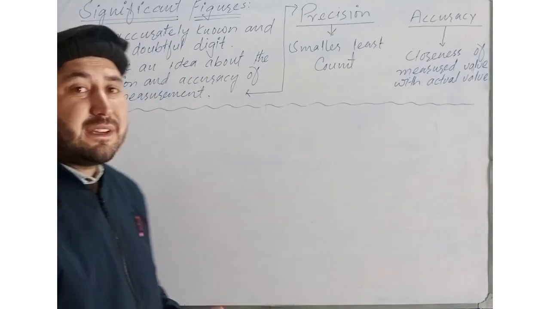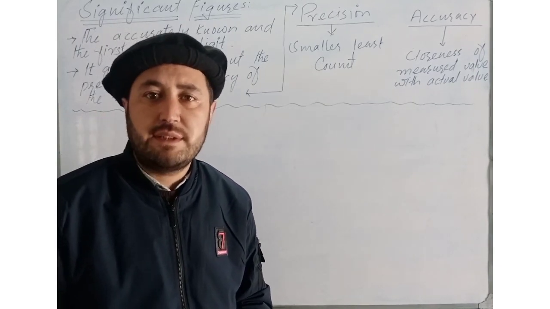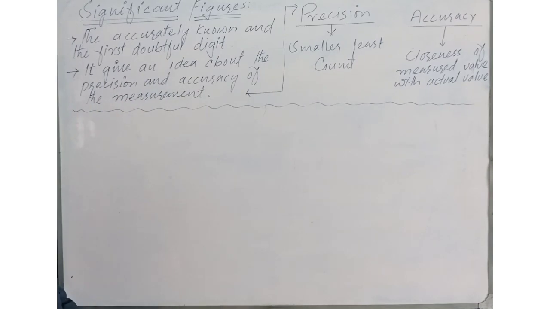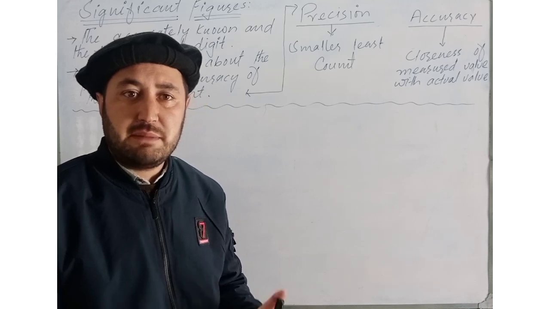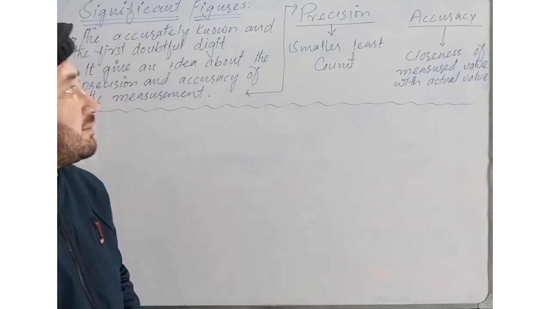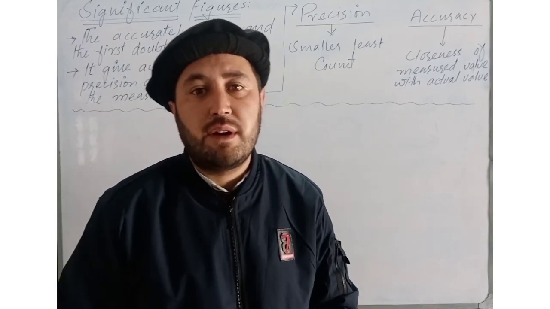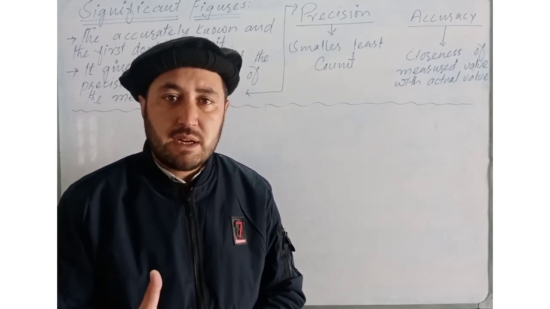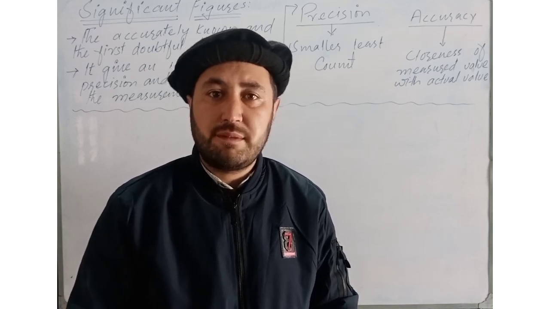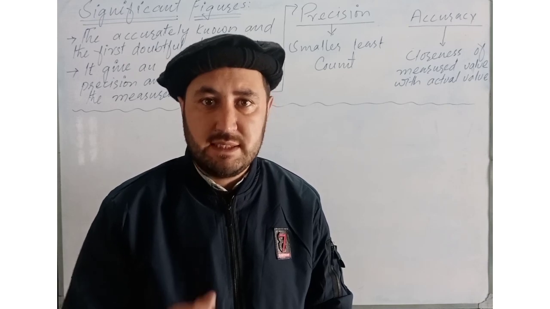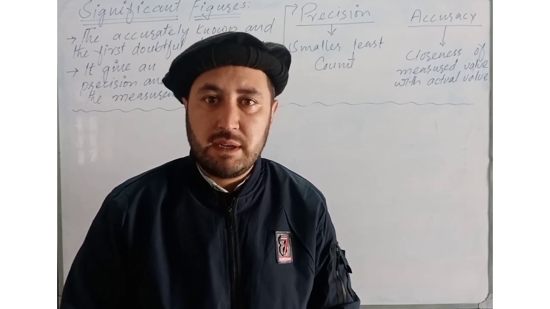Okay, so why do we need significant figures? Because they give us an idea about the precision and accuracy of any measurement. In any measurement, the measurement can be precise and, at the same time, can be accurate. So what does precision mean? Precision is related to the least count of the measuring instrument. If the least count of a measuring instrument is very small, then the measurement taken from such an instrument will be highly precise. And it depends upon the better calibration of that instrument, right?